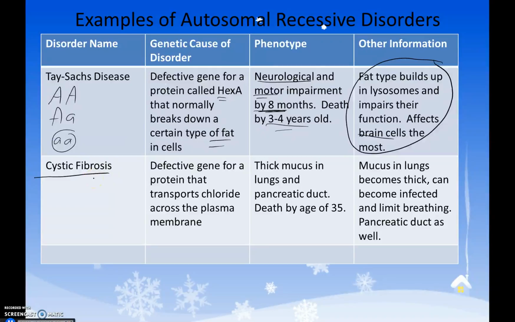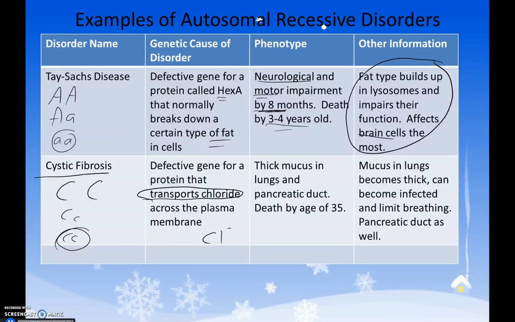Every person needs to make a transmembrane protein that transports chloride, so this charged ion, across the plasma membrane. People with cystic fibrosis, remember, they don't make any of that proper chloride channel. This affects the lungs and the pancreas the most.